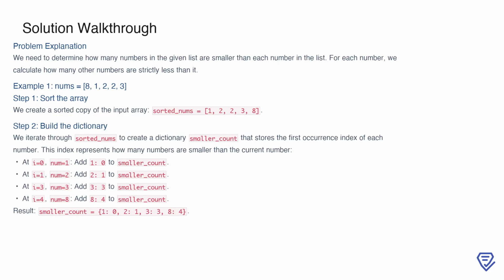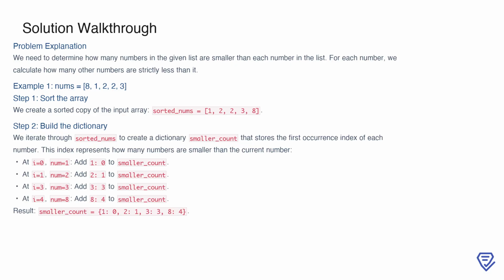To solve this problem, we need to find out how many numbers in the input list are smaller than each number in the list. The goal is to generate a result array where each element represents this count for its corresponding number. Let's start with an example. Suppose the input array is nums = [8, 1, 2, 2, 3]. First, we sort the array to get sorted_nums = [1, 2, 2, 3, 8]. Sorting helps us determine the relative order of numbers.